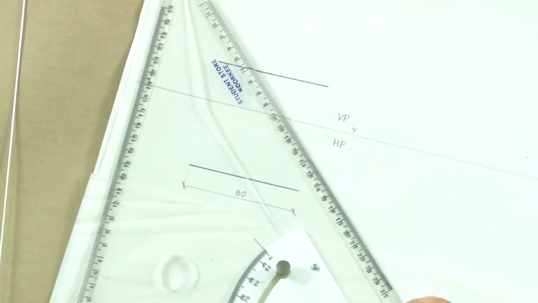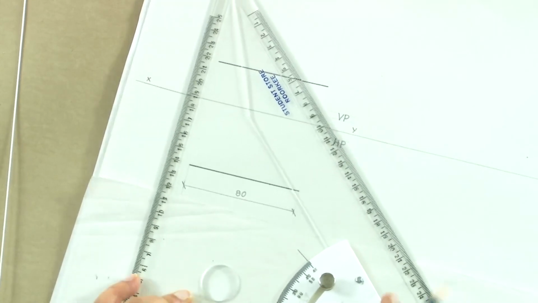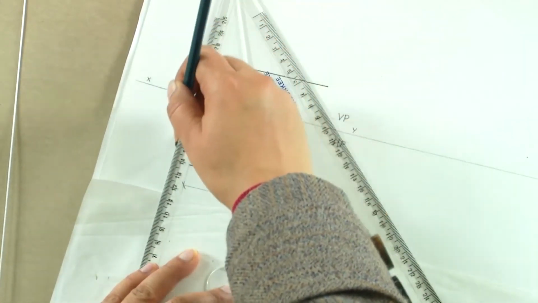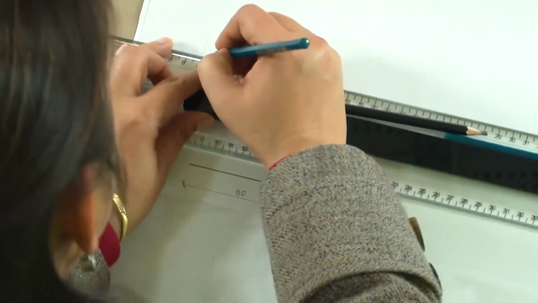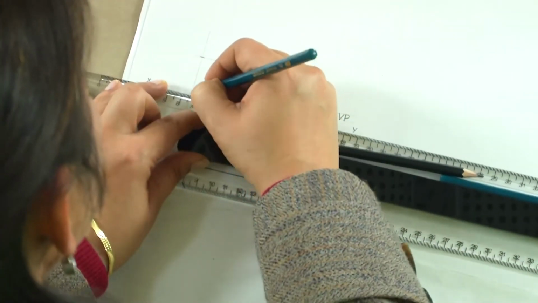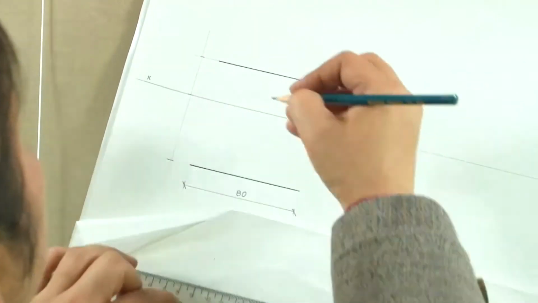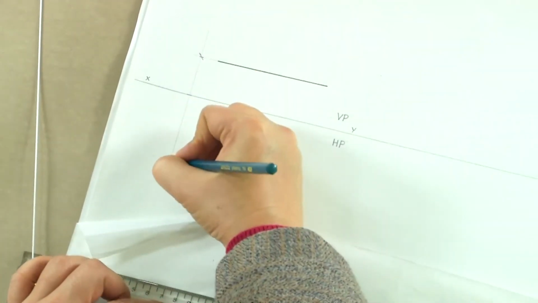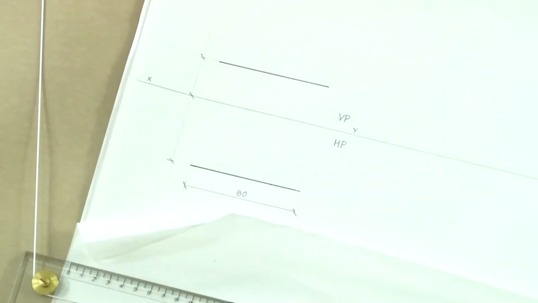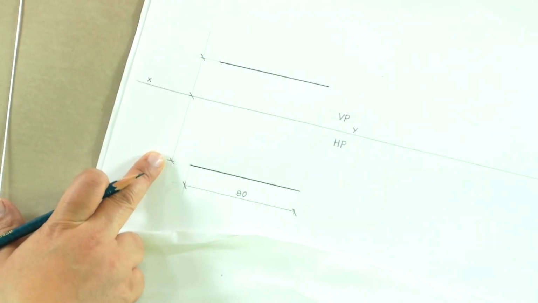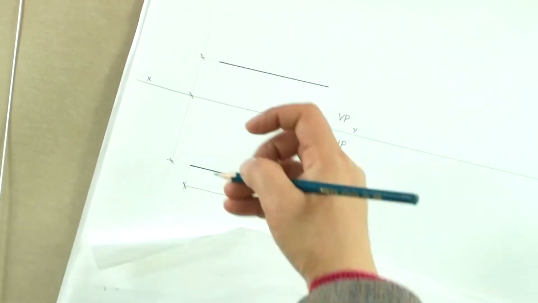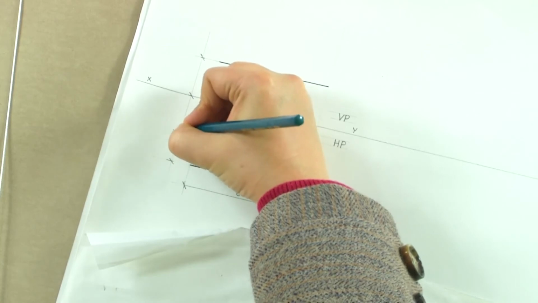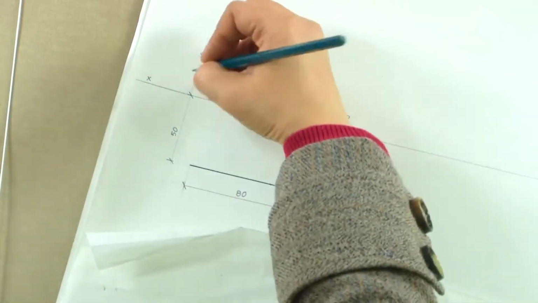The other thing that we have to mention here is the distance of the line from VP and HP, which is seen here. So, we will now make the dimension line to the left, which will be mentioning the distance from VP and HP. Now, the distance from VP is 50 mm and the distance from HP is 30.